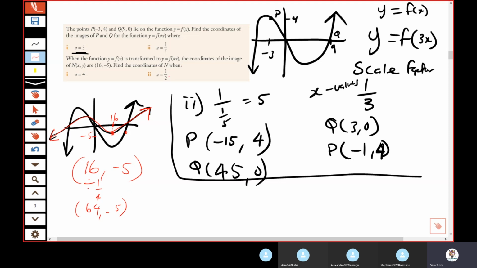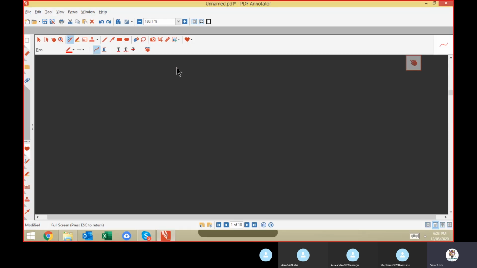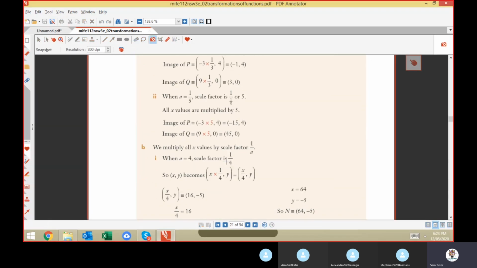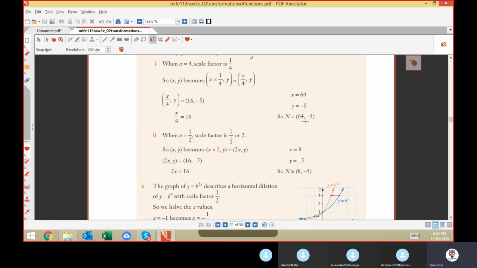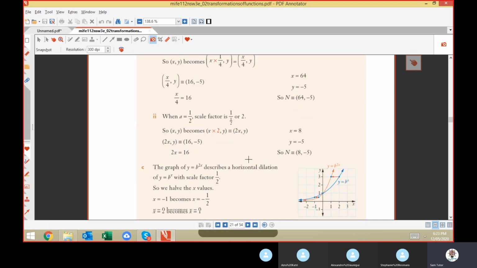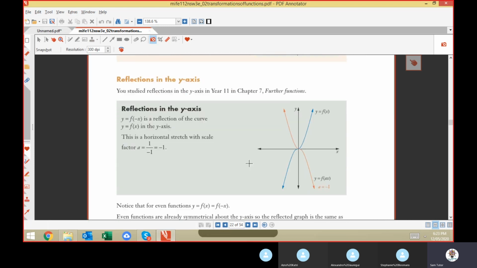And same thing with this guy. A is a half, so you're going to divide by 2, which becomes 8. So this one should be (8, -5). I think we get that. (64, -5) and (8, -5). All right.